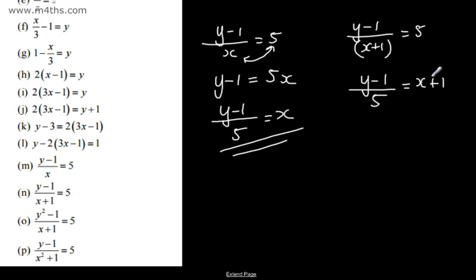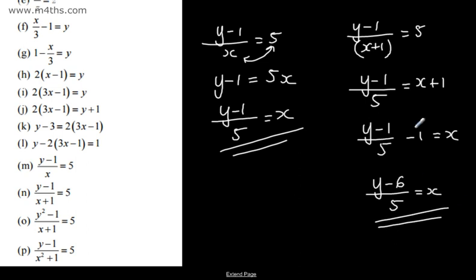At this stage, I'm simply going to leave it like this and subtract 1 from both sides. So y minus 1 divided by 5 minus the 1, just here, is equal to x. Again, if you wanted to combine this, this is now negative 5/5. So we'd have y minus 6 over 5 is equal to x. And that's just basic fraction work. Instead of writing this as negative 1, I've written it as negative 5 over 5 and combined these two fractions.